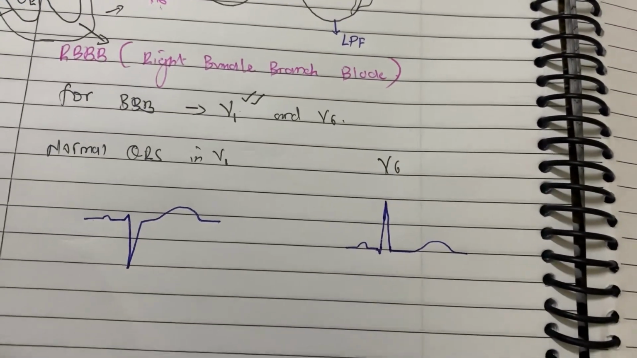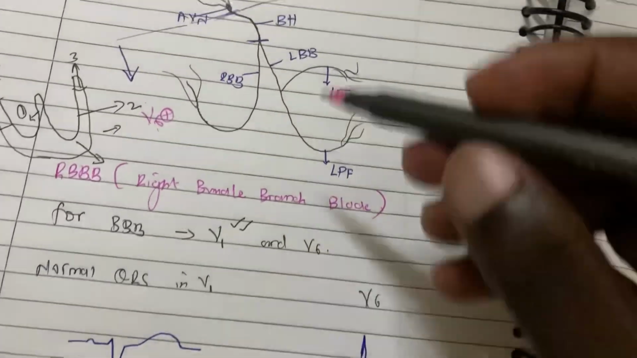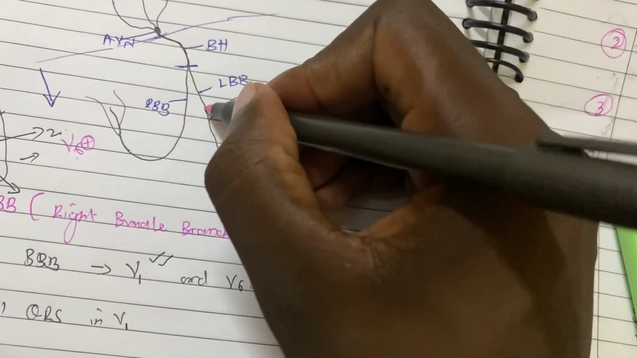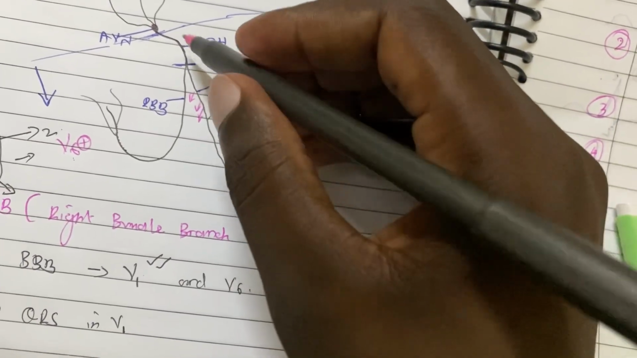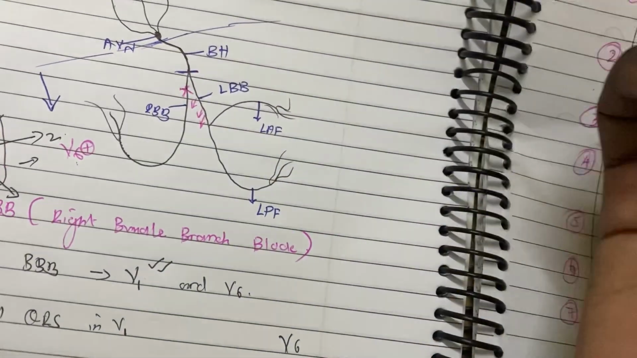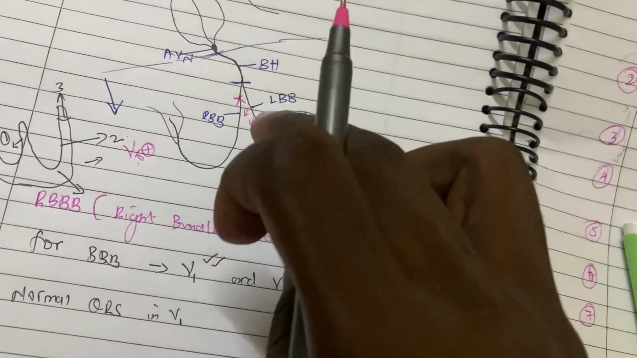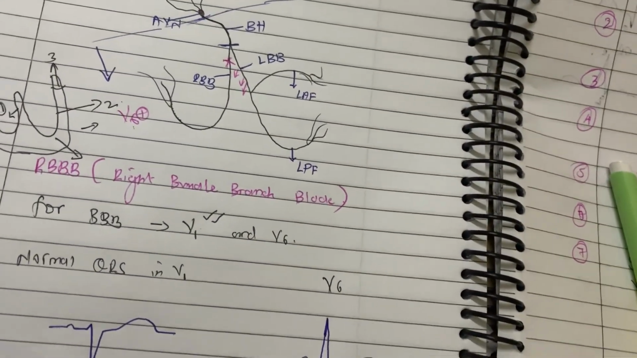So this is in V6. So what happens in left bundle branch? For example, the normal depolarization of the septum is from left to right. If right bundle branch is blocked, you block right bundle branch, what will happen to the R wave in V1? Will it change?